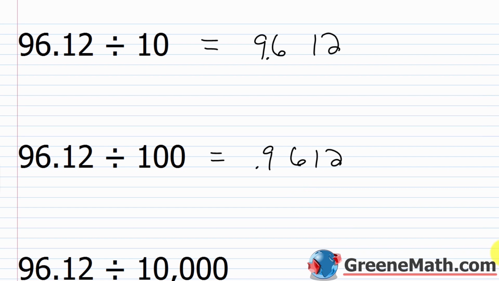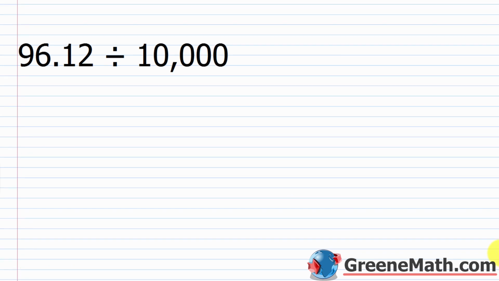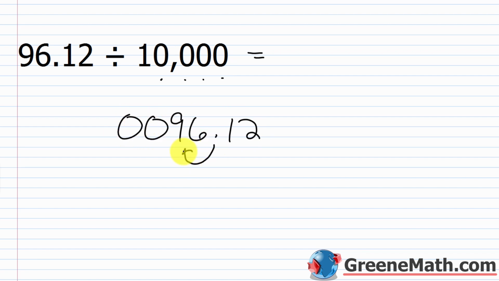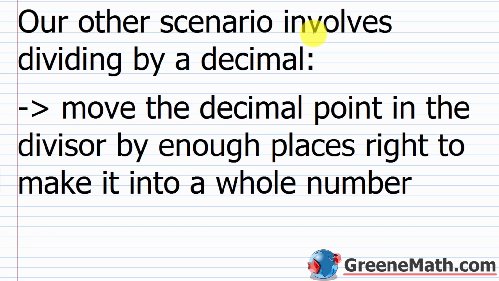If I have 96.12 divided by 10,000, I have 1, 2, 3, 4 zeros in this power of 10. So I'm going to have 96.12. I need to put 2 zeros over here. I'm going to go 1, 2, 3, 4 places to the left, and I'll end up with 0.009612 as my answer.